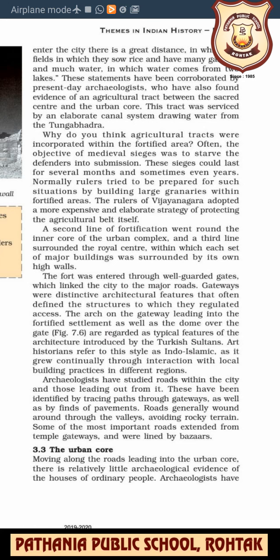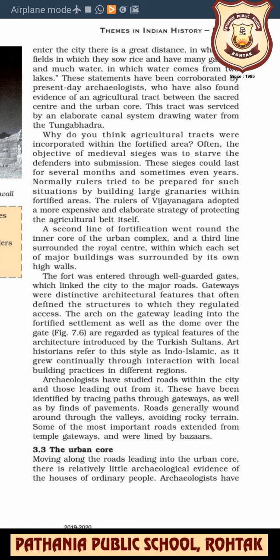And a second line of fortification went around the inner core of the urban complex, and a third line surrounded the royal center, within which each set of major buildings was surrounded by its own high wall. So आप देख सकते हैं that how much security was there. Means all, even the layman houses, the agriculture land, canal system, everything was under the fortification.